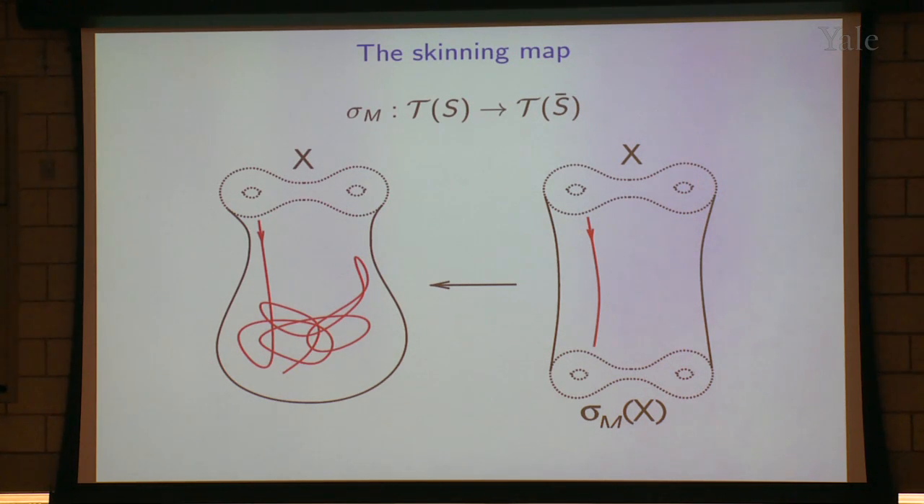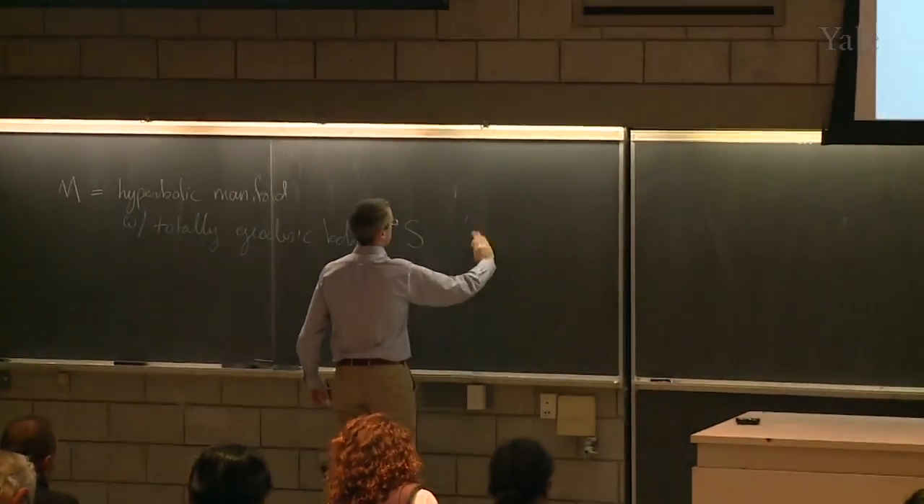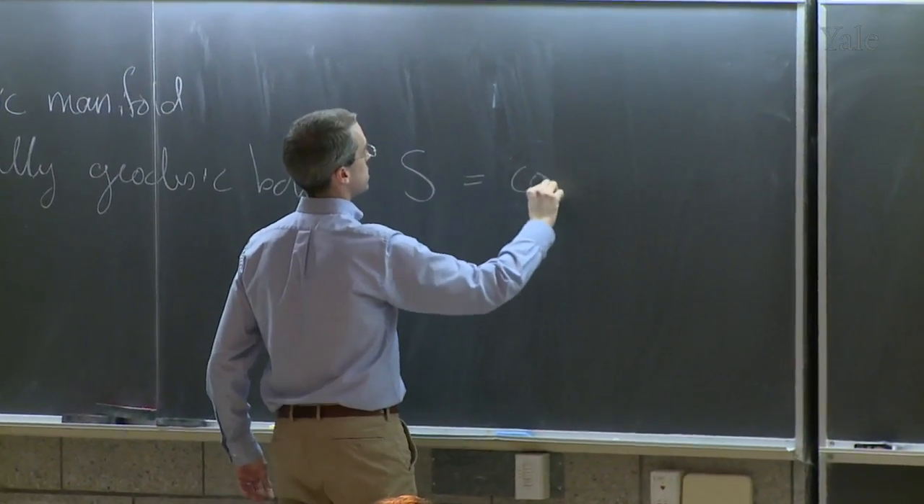Okay, so let me start, and I think I'll switch to using the board for a little while, by just explaining what Thurston's skinning map is all about. So what's the setting? M is going to be a hyperbolic manifold with totally geodesic boundary. And for most of the lecture, I'm actually going to focus on the case where the boundary is a surface S, which will be, as it often is at the Ahlfors-Bers colloquium, a connected compact surface of genus at least 2.